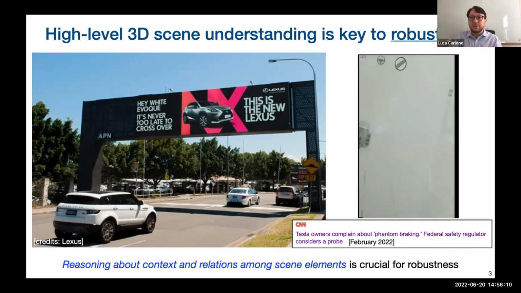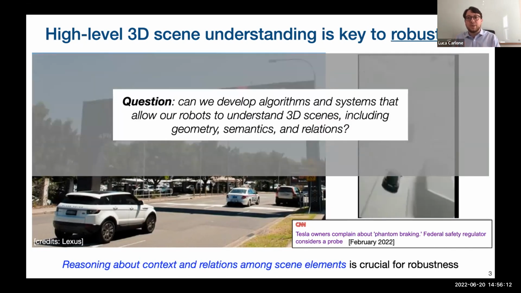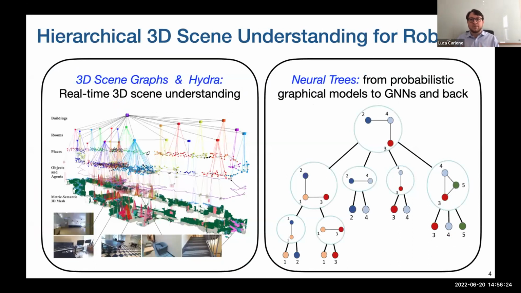Therefore, our work here addresses the question, can we develop algorithms and perception systems that allow our robot to understand 3D scenes, including geometry, semantics, and relations? So today I'm going to argue that 3D scene graphs are a particularly effective representation for 3D scene understanding. In particular, in the first part of the talk, I will present our definition of 3D scene graphs, and I will introduce real-time algorithms that are able to create the different layers of a 3D scene graph. That's the work on the left.